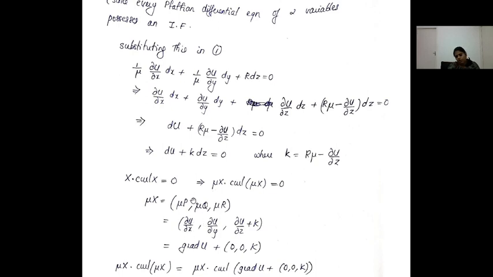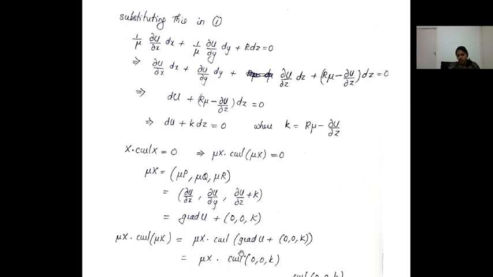So here you have ux, uy, uz, which are the components of gradient of u. So you will get gradient of u plus the vector (0, 0, k). Now take curl μx. The curl of gradient will be 0. So when you take curl of μx, that will reduce to curl of (0, 0, k).